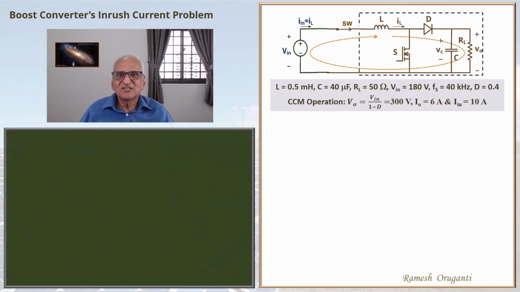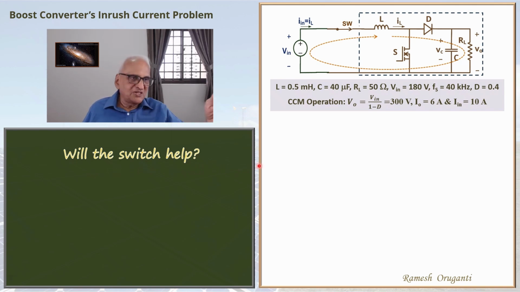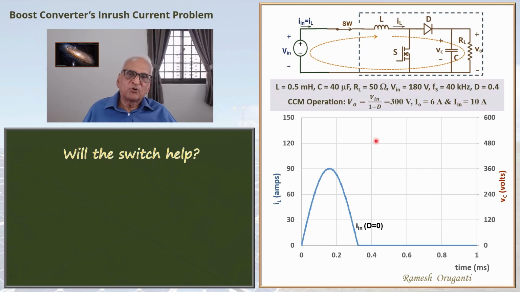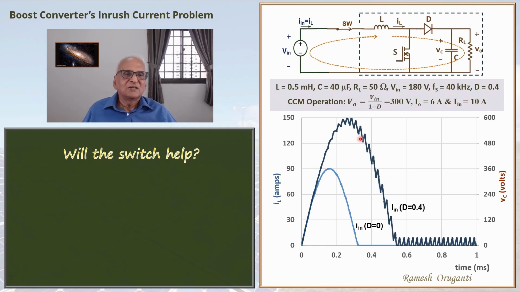So the next question is, will the switch help? You can guess. It's a shunt switch. It's unlikely to help. Let's see the inrush current with the switch operating. Let's keep the duty cycle at 0.4 and start the circuit. We can do a simulation again using LTspice. This is the inrush current with the switch switched off, that is D equal to 0. Now let's keep the duty cycle at 0.4 and switch on the circuit.